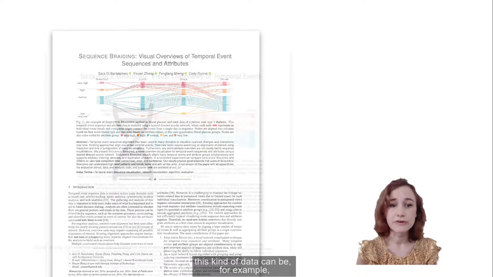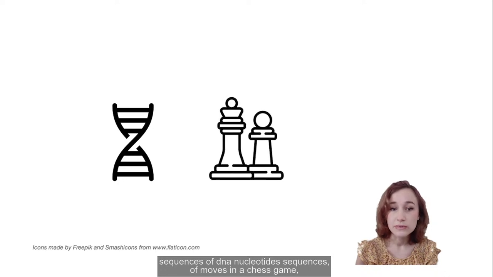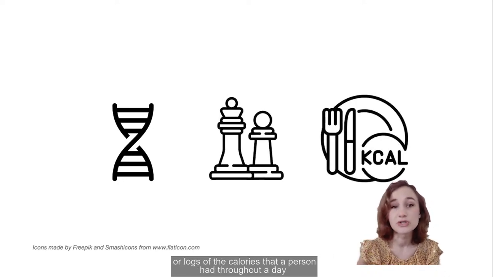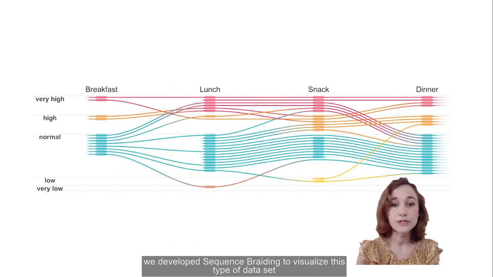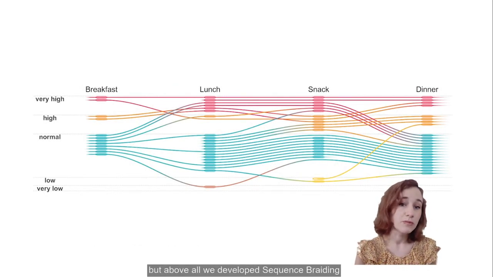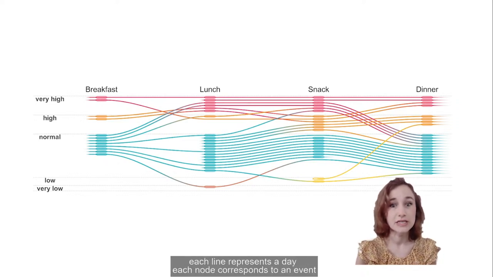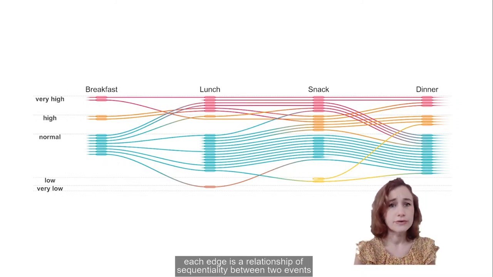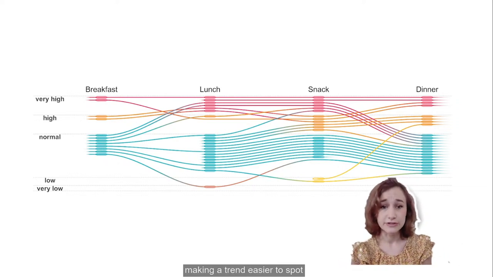This kind of data can be, for example, sequences of DNA nucleotides, sequences of moves in a chess game, or logs of the calories that a person had throughout a day. We developed sequence braiding to visualize this type of dataset, but above all, we developed sequence braiding to help identify trends and patterns in sequences of events. Each line represents a day. Each node corresponds to an event. Each edge is a relationship of sequentiality between two events. Events that follow the same pattern get bundled together, making a trend easier to spot.